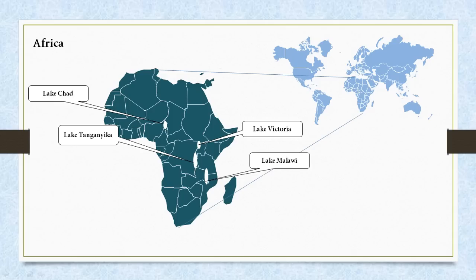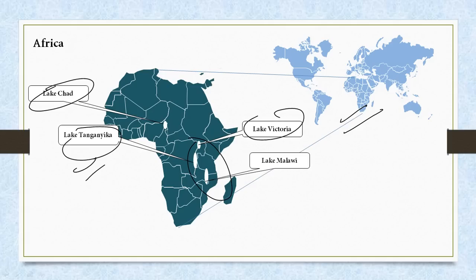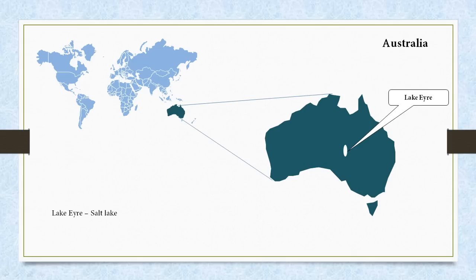So next, in Africa, we have a series of lakes constituting part of the Rift Valley lakes in and around the East African Rift. So they include Lake Victoria, which is the second largest freshwater lake in the world, and Lake Tanganyika, which is the world's second largest in volume as well as the second deepest and longest lake in the world. And other lakes are Lake Chad and Lake Malawi. And in Australia, we have an important lake, that is Lake Eyre, which is a salt lake.